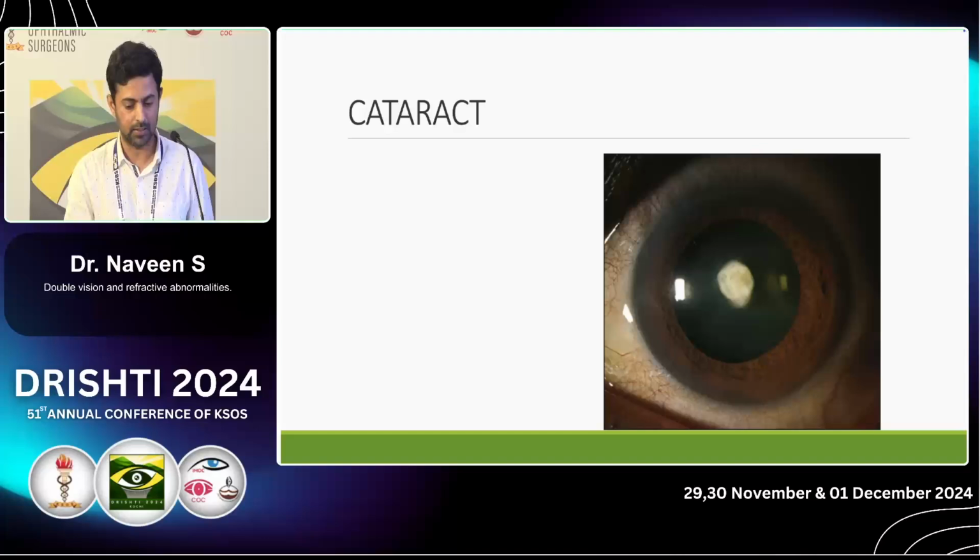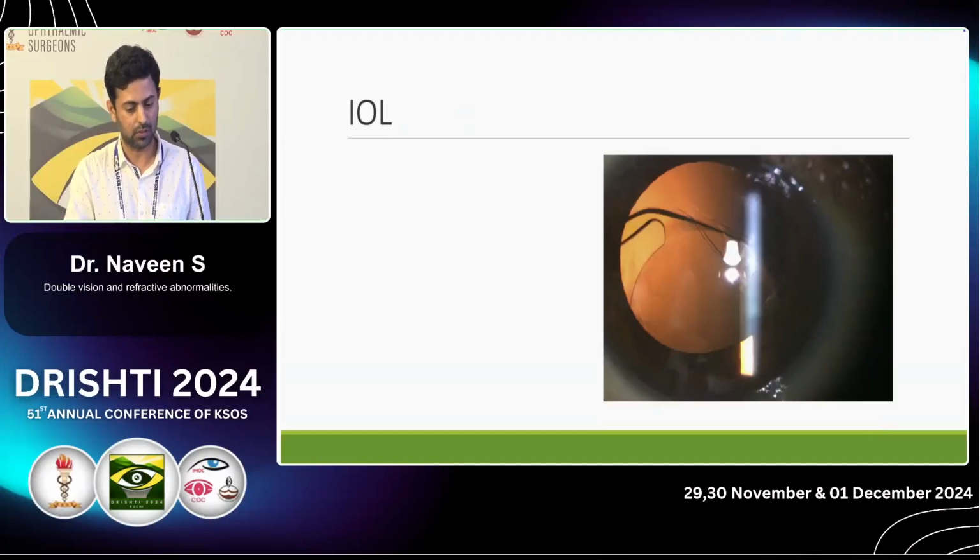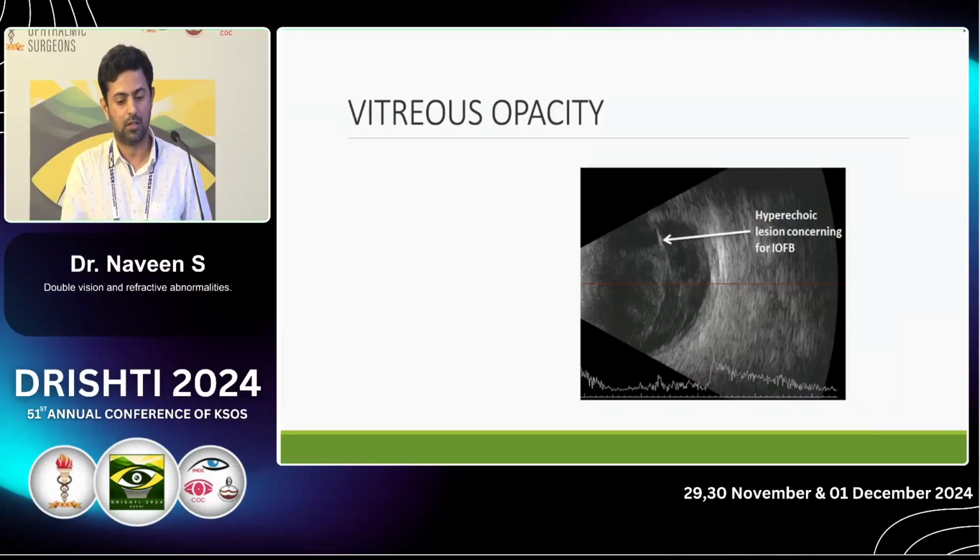Like in the last case, a cataract can cause monocular diplopia. Post-surgery, a subluxated lens or descended lens can be another cause. Even a vitreous opacity, like an intraocular foreign body, can cause light diffraction and thus diplopia.